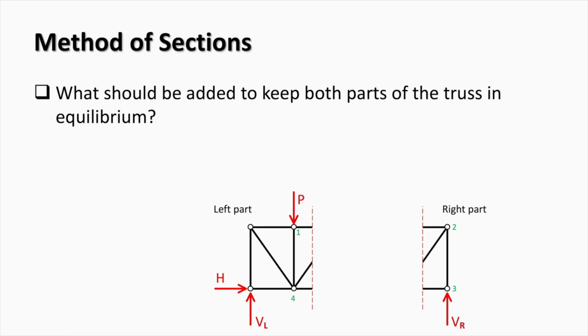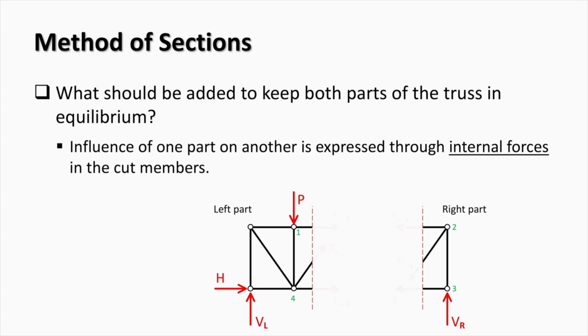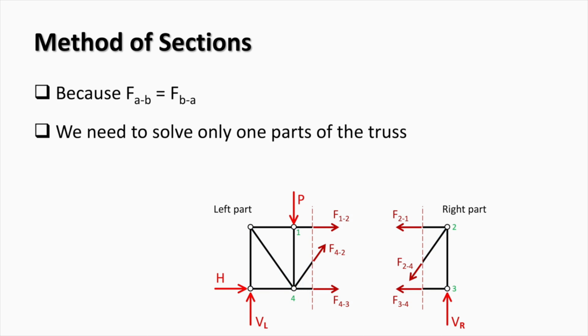Since the whole truss is in equilibrium, its parts should also be in equilibrium. As you can see, the parts of this truss are not currently in equilibrium. Therefore, we should add internal forces in the directions of the cut members on both parts of the truss. Note that these internal forces represent the influence of one part of the truss on the other. Each part of the truss should be considered as a rigid, non-deformable body.